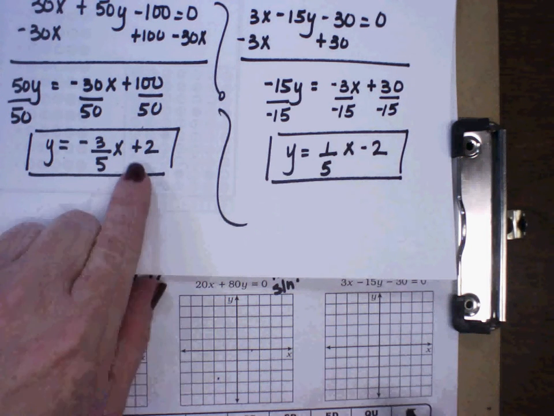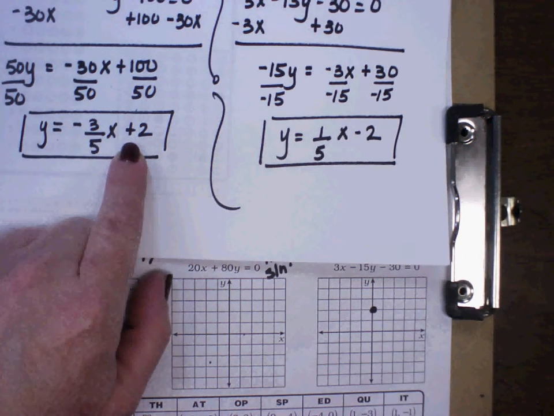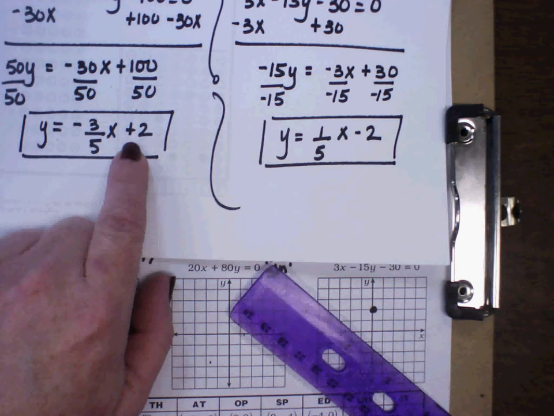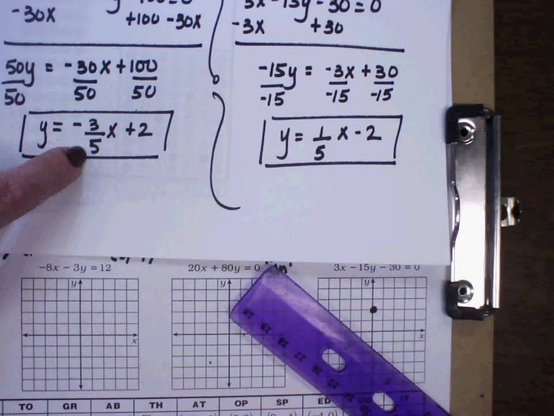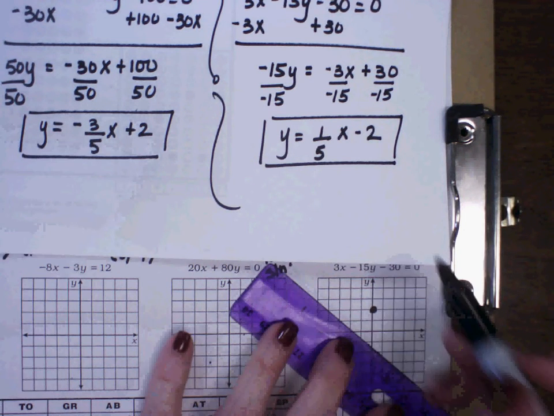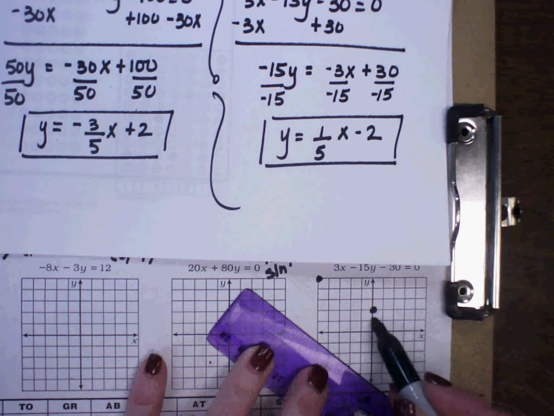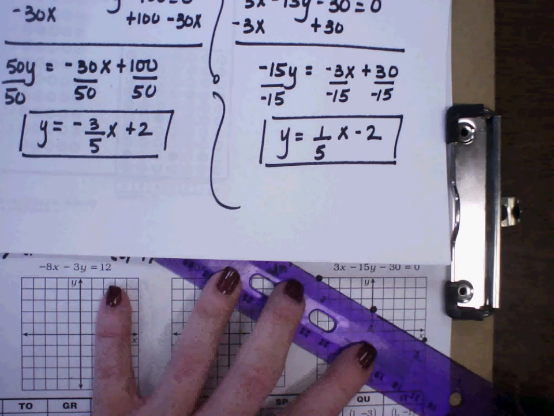So this one starts where? On 2. On positive 2. Very good. It's negative, so it should go down, right? Your vertical change is 3. Your horizontal change is 5. Rise over run. So 1, 2, 3, and 1, 2, 3, 4, 5. Yay?